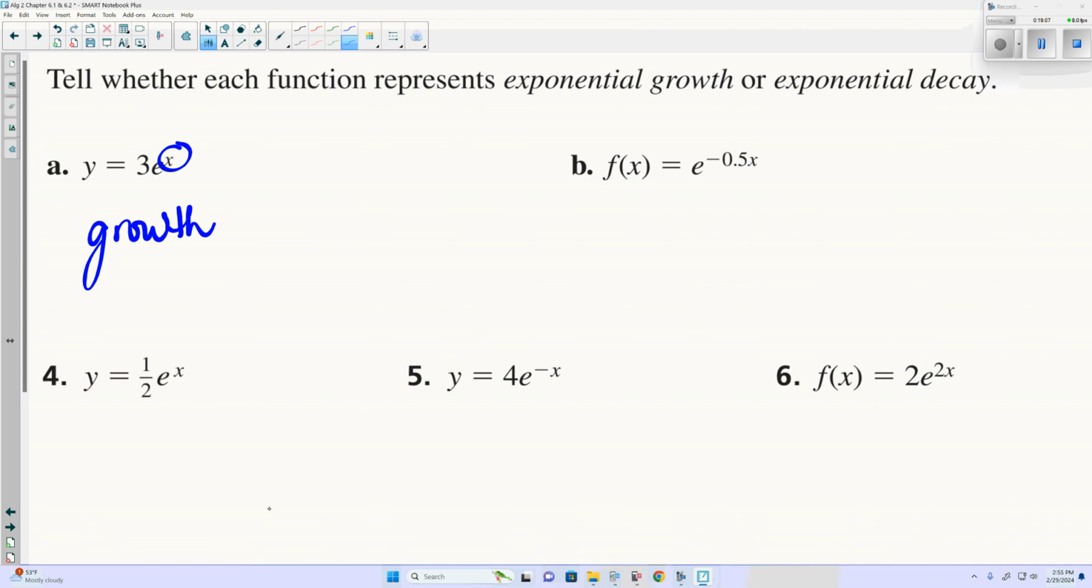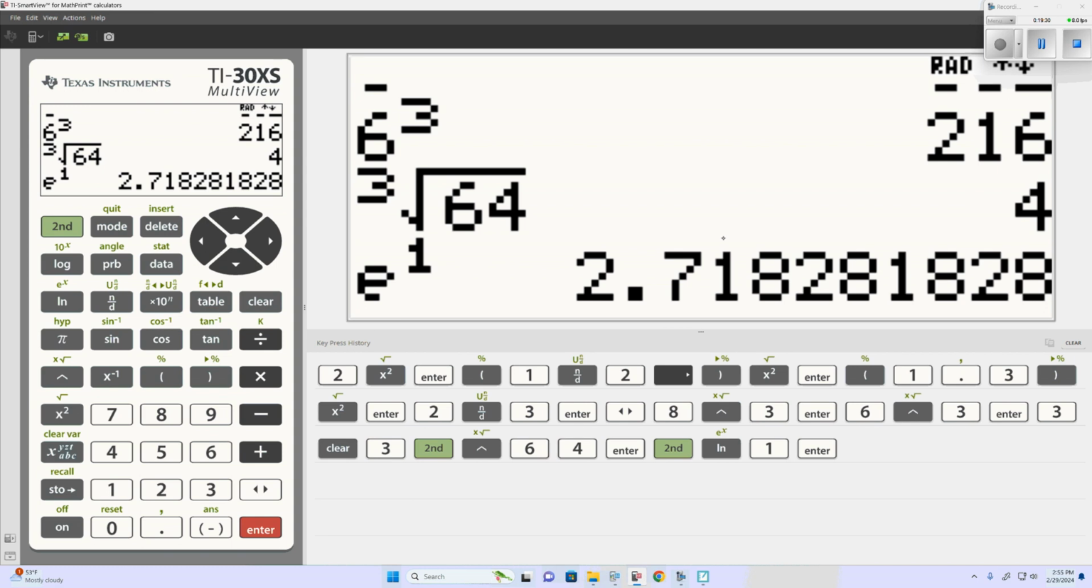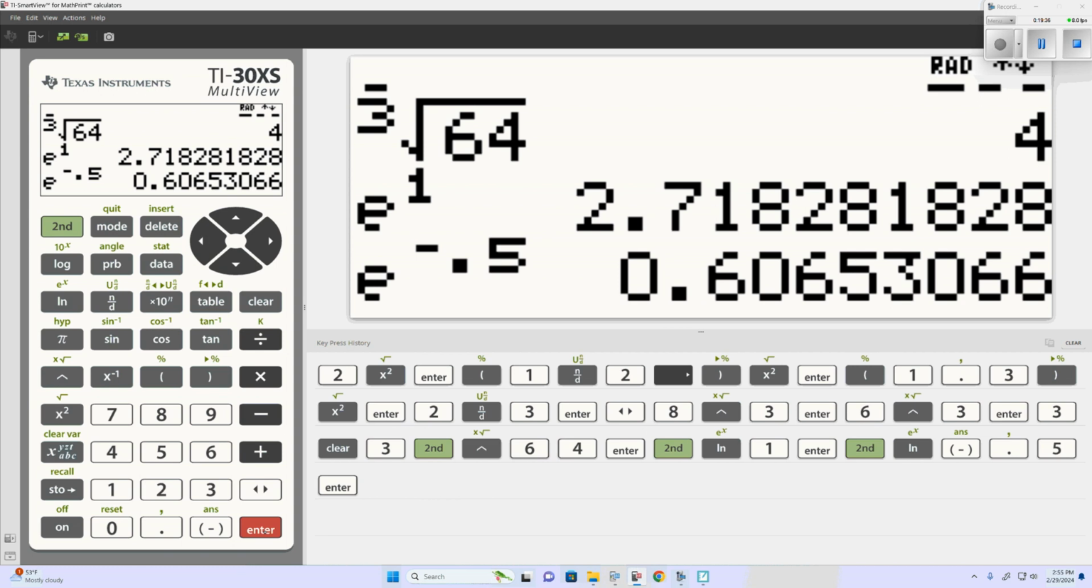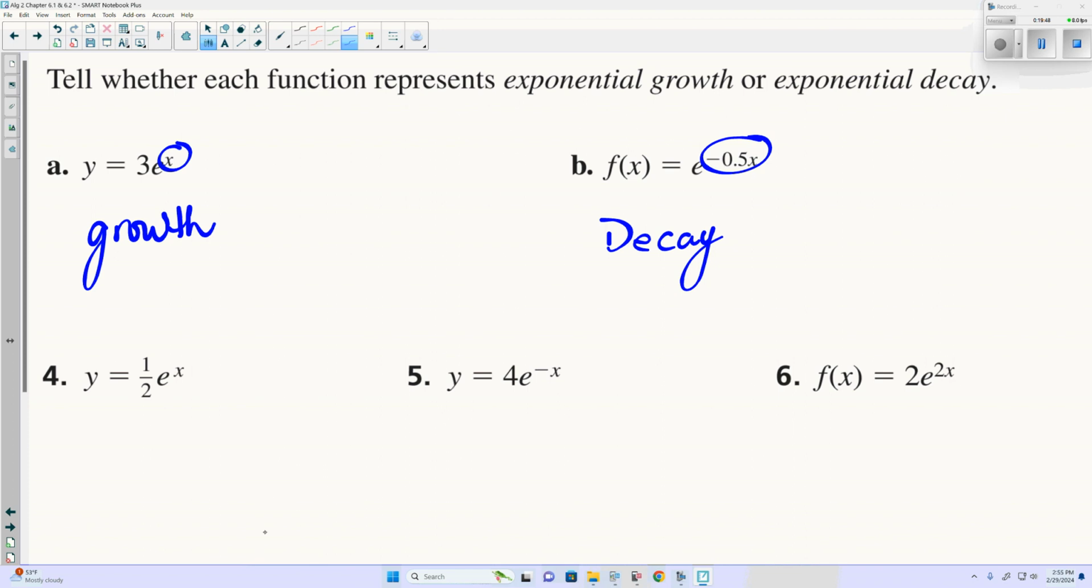But because the base is e, it's an actual number, we're looking more at the exponent, it being positive or negative. B, here the exponent is negative, so it would indeed be exponential decay. Now, I'm going to do the same thing we just did, because we could say e to the negative 0.5 is 0.60653. Well, that number is indeed between 0 and 1, yes? So like the earlier definition, it is still decay. It still holds true.